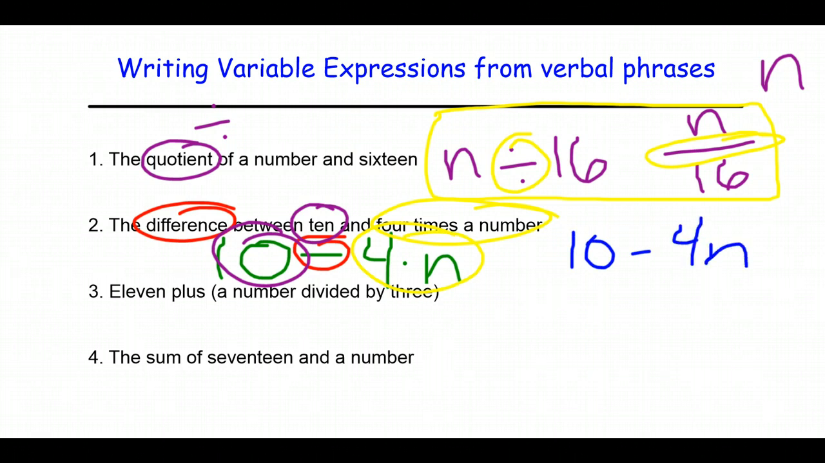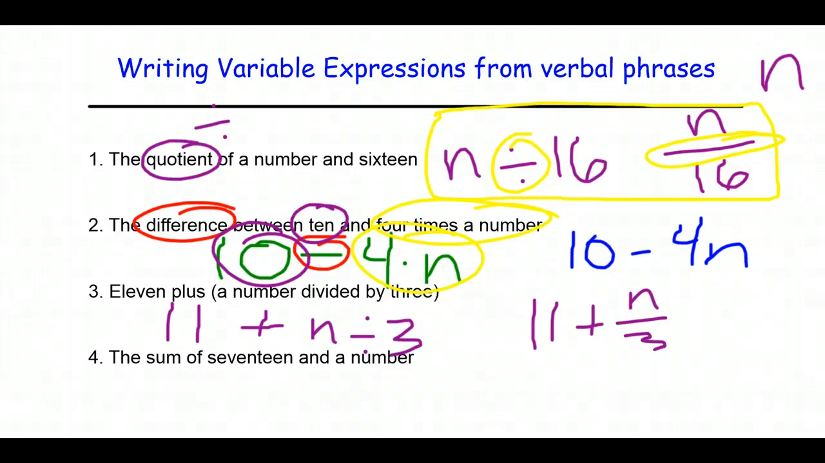Now I have this next one in parentheses intentionally so that it's a little bit more clear what we're talking about. We have 11 plus a number divided by 3. So we want 11 plus, and now here's where we can write it in two ways, a number divided by 3, or 11 plus a number divided by 3. 11 plus n divided by 3 for number 3. And finally, for number 4, the sum of 17 and a number. Very simple, just the sum of 17 and a number.